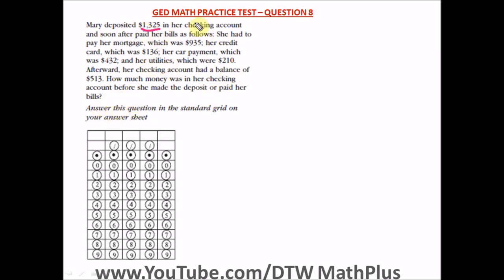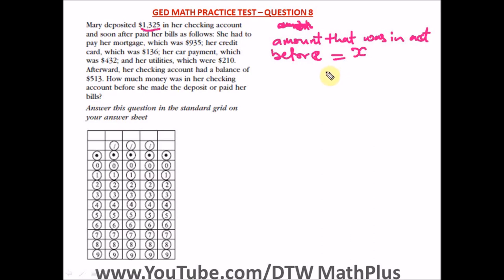So how much was in her checking account before she made this particular deposit and paid her bills? Let's say the amount that was in her account before the deposit and before she started paying her bills is equal to X. Let's give it as X. So it means the total amount in her account will be X plus 1325. That will be the total amount that was in her account. Let's just leave this total here.